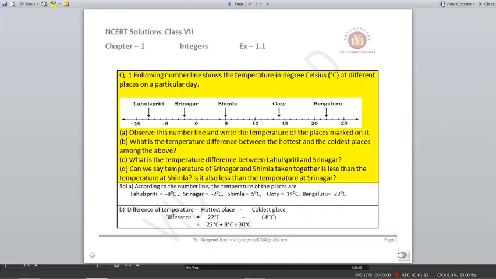B part. What is the temperature difference between the hottest and the coldest places? Now what will be the coldest place? Lahaul Spiti, because it is in minus, and which will be the hottest? Bengaluru, which will be 22 degrees.